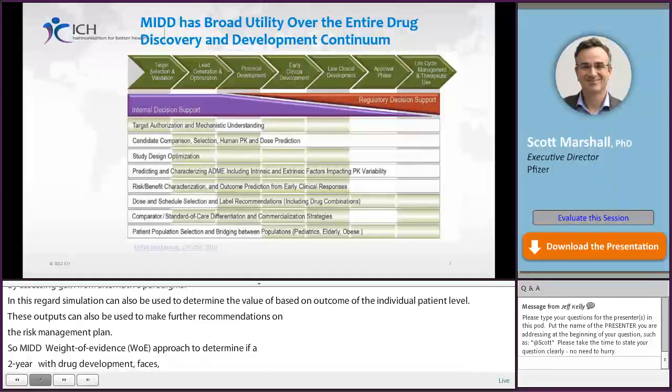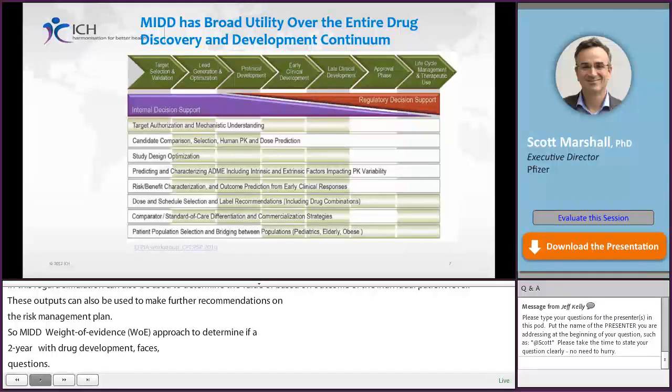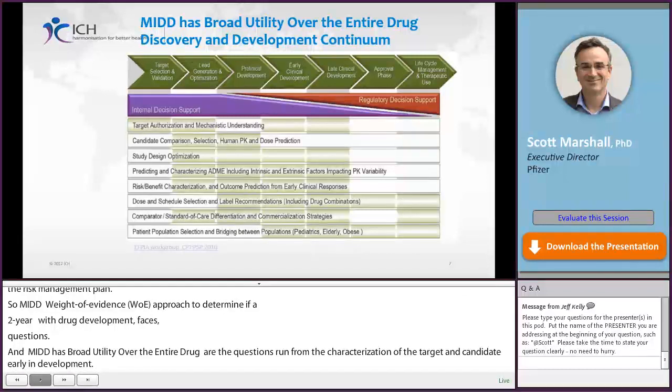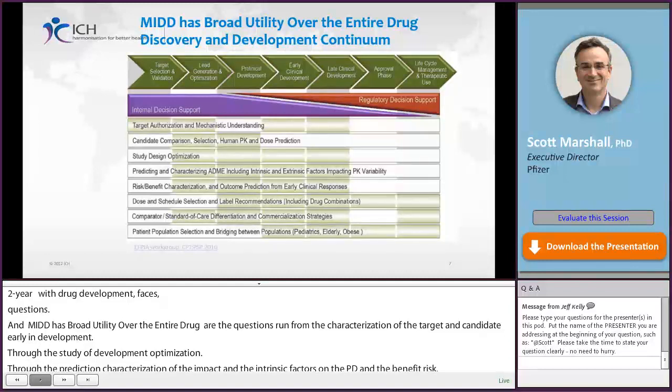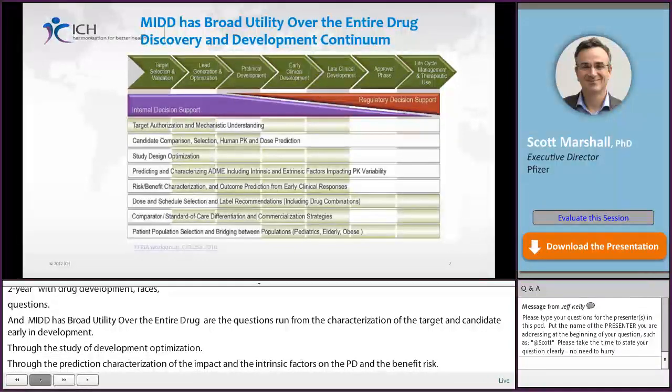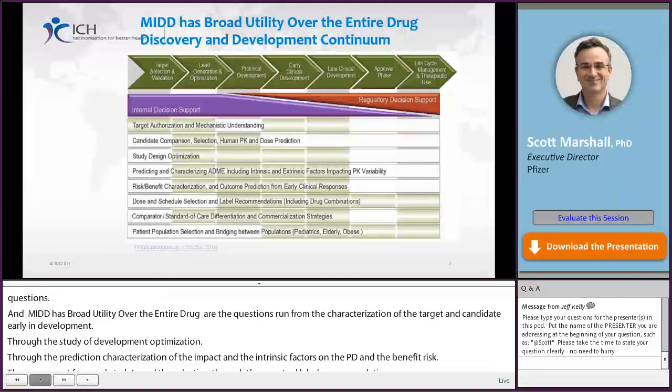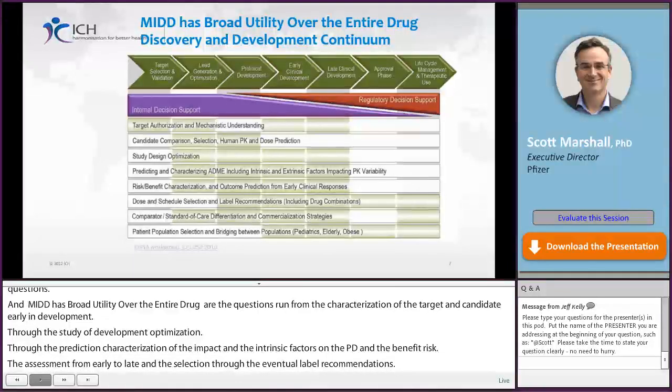The green color shows the spread of these case studies across phase and across question, where the questions run from the characterization of the target and candidate early in development through to study design optimization across all of development, through to prediction and characterization of the impact of intrinsic and extrinsic factors on the PK and PD, the benefit risk assessment from early to late, and dose schedule selection through to the eventual label recommendations, but also with respect to differentiation from standard of care and comparators, which may influence commercialization strategies, and finally population selection early, but definitely bridging between populations from early to late development, and this would particularly apply to extrapolation from adults to children.